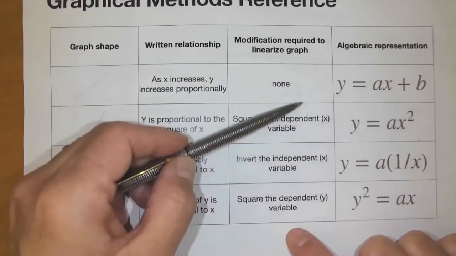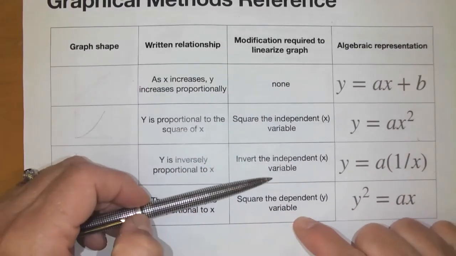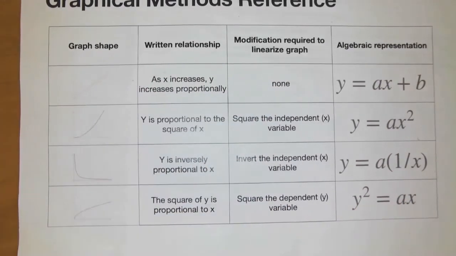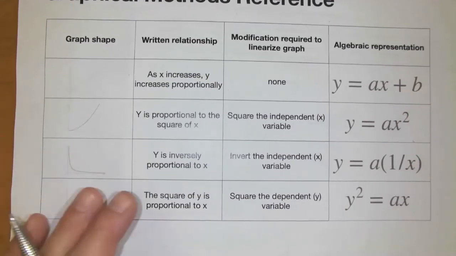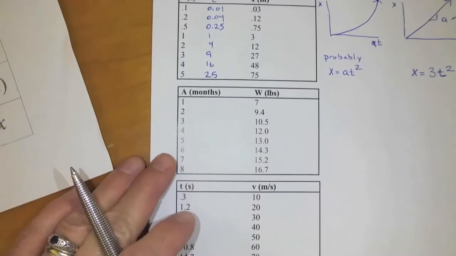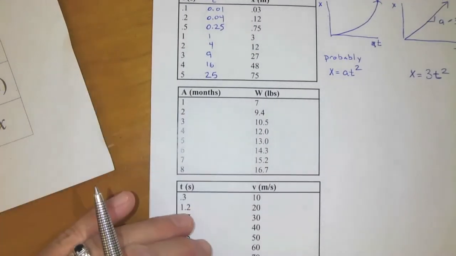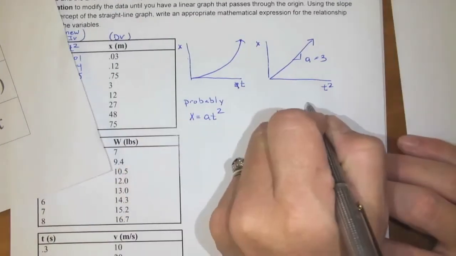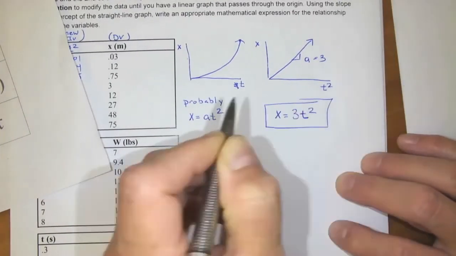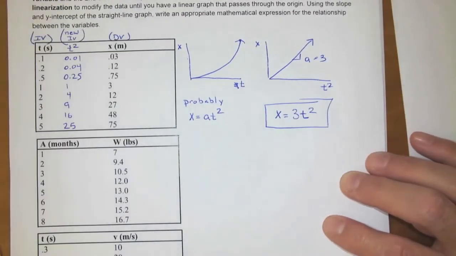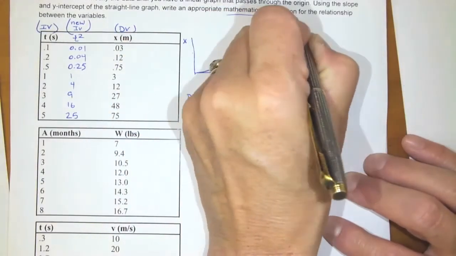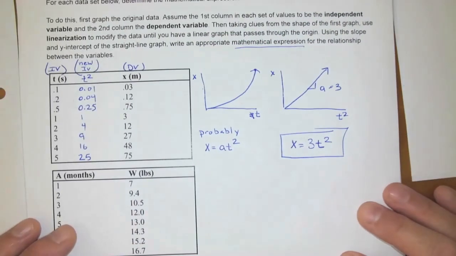Just a reminder, you're using this column to tell you how to manipulate your data so that you hopefully wind up at a linear graph. My challenge to you is now go on and do these other graphs. You want the exact equation output, the mathematical expression. Best of luck.